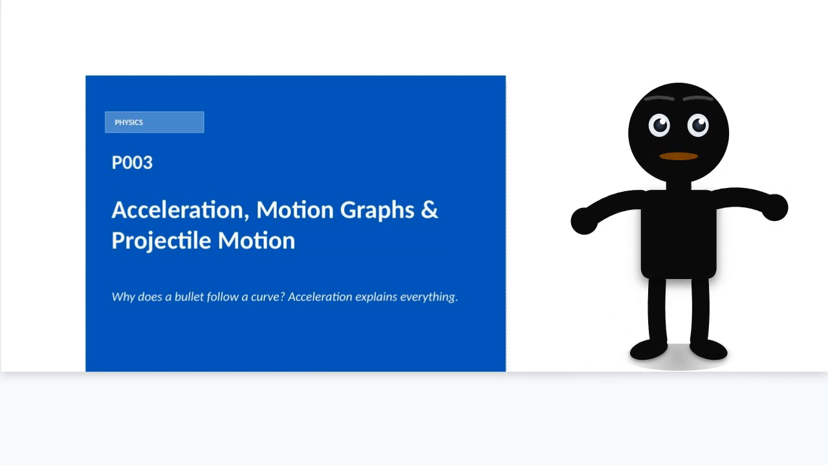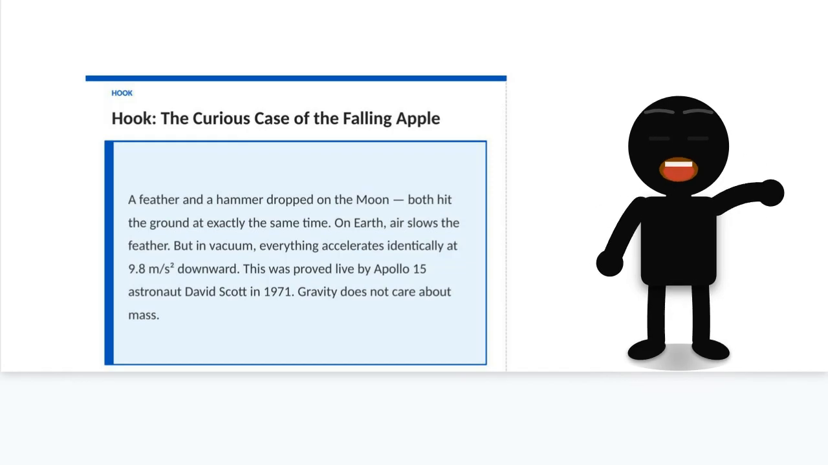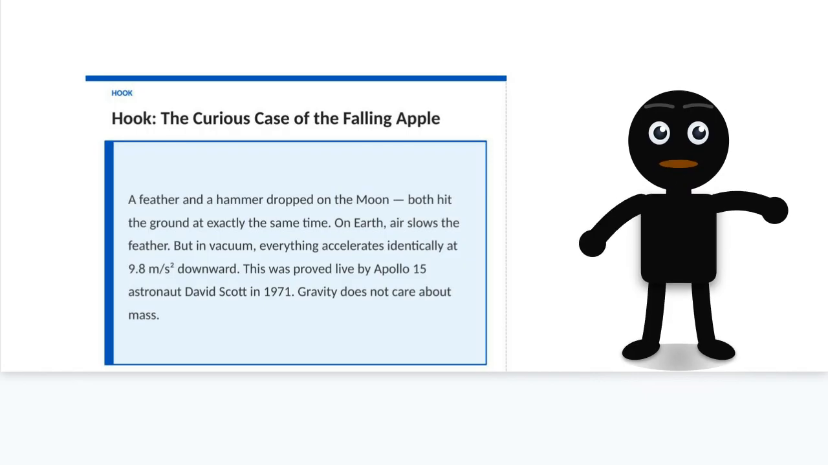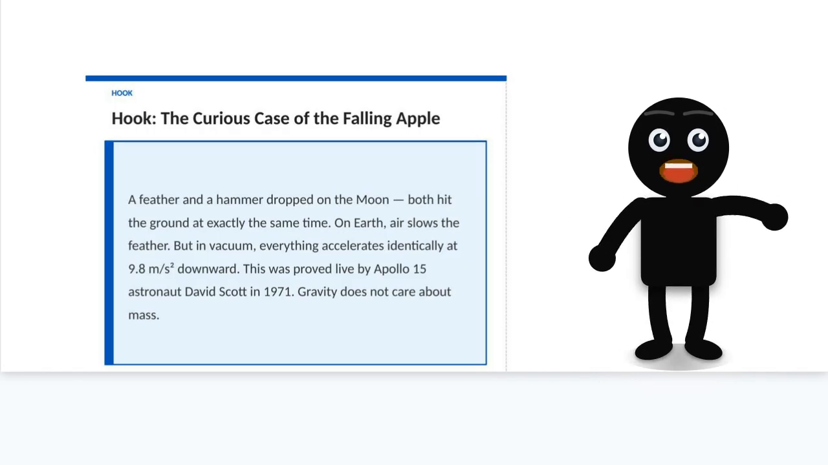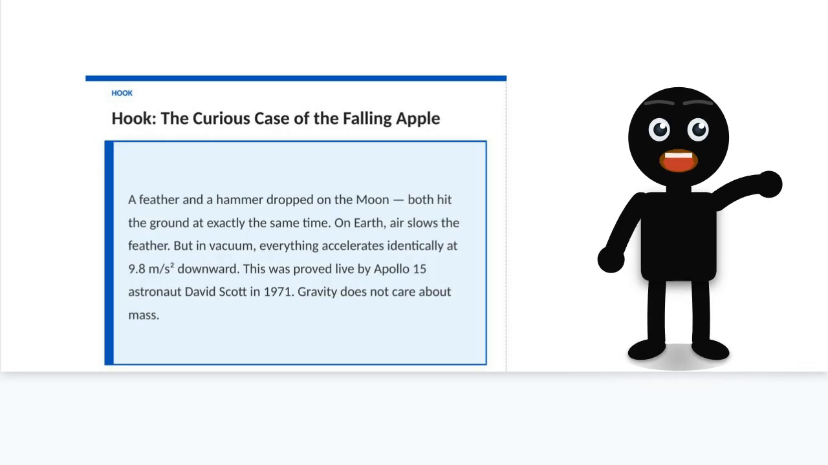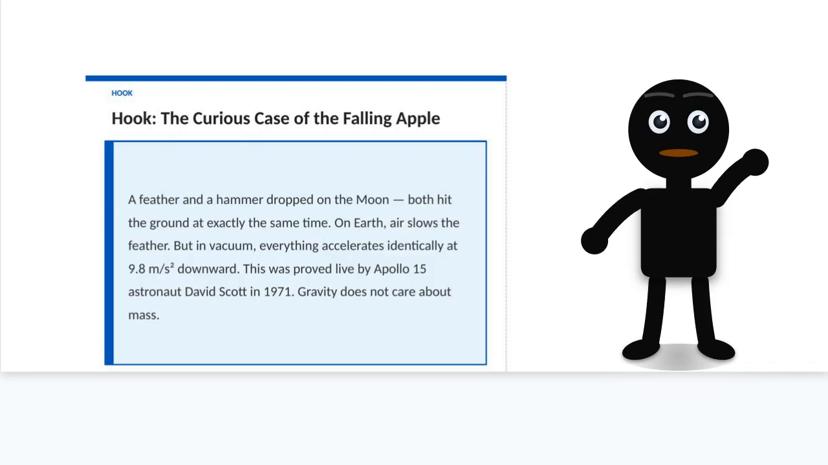Let us get started. Here is something that surprised the whole world when it was demonstrated live on the moon in 1971. An astronaut stood on the lunar surface holding a feather in one hand and a geology hammer in the other. He dropped both simultaneously. They hit the ground together.